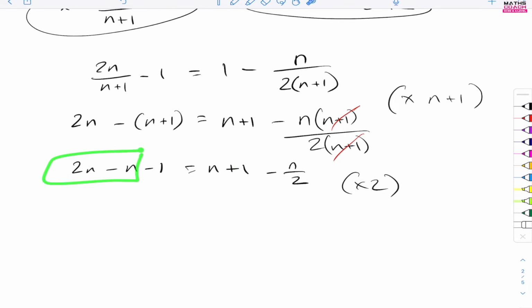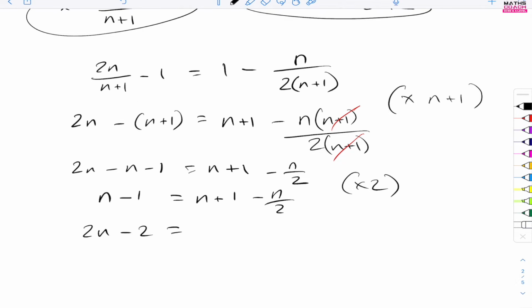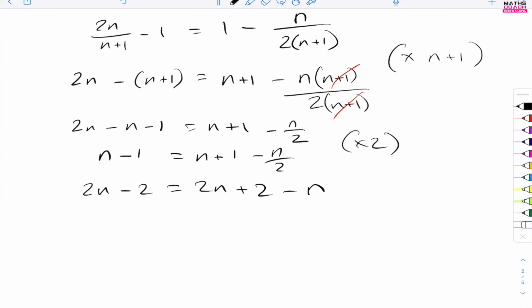But before you do that, you can collect like terms. So we can collect those like terms here. That's 2n minus n, which is 1n minus 1 on this side. And here we'll just leave that as it is. And let's now multiply by 2. So this will become 2n minus 2 is equal to 2n plus 2 minus n. Again, let's collect the like terms. So we've got 2n minus n here. So we'll have 2n minus 2 is equal to 1n plus 2.